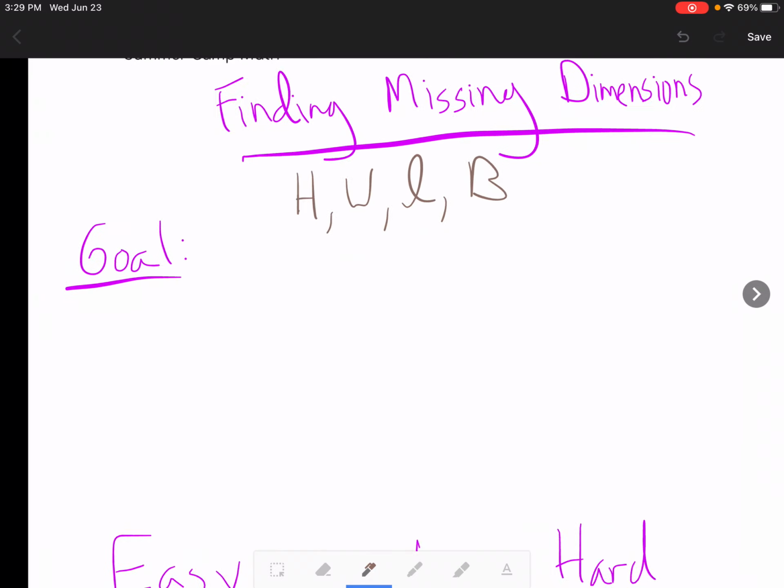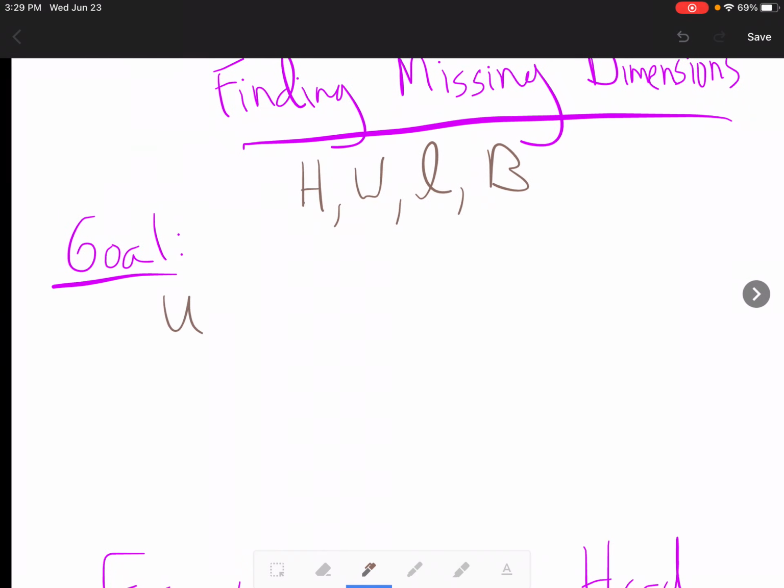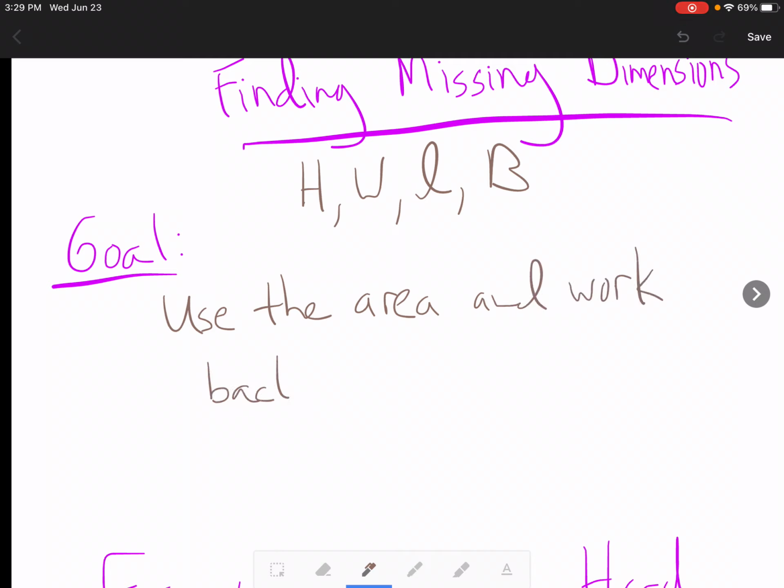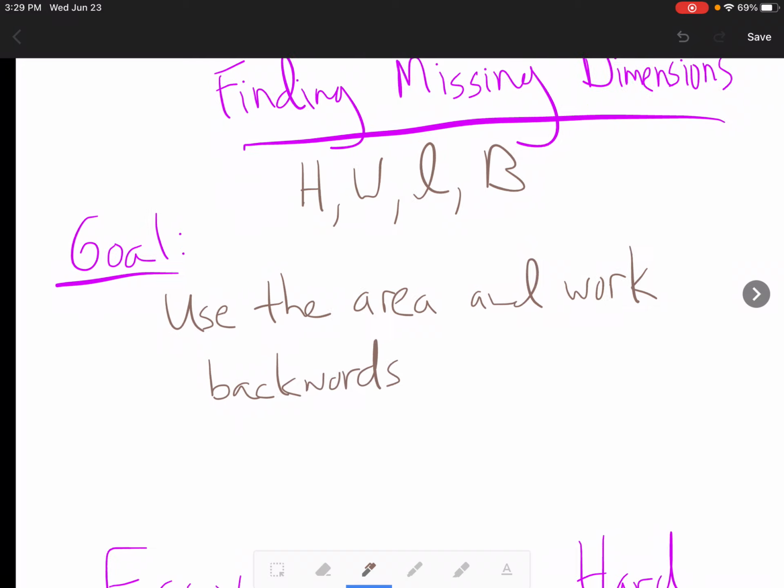All right. So our goal here is to use the area and work backwards. So let me just give you a real simple example here.